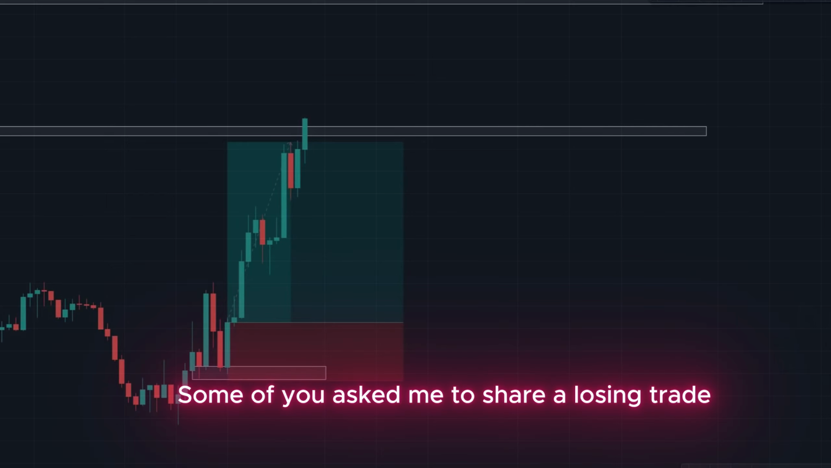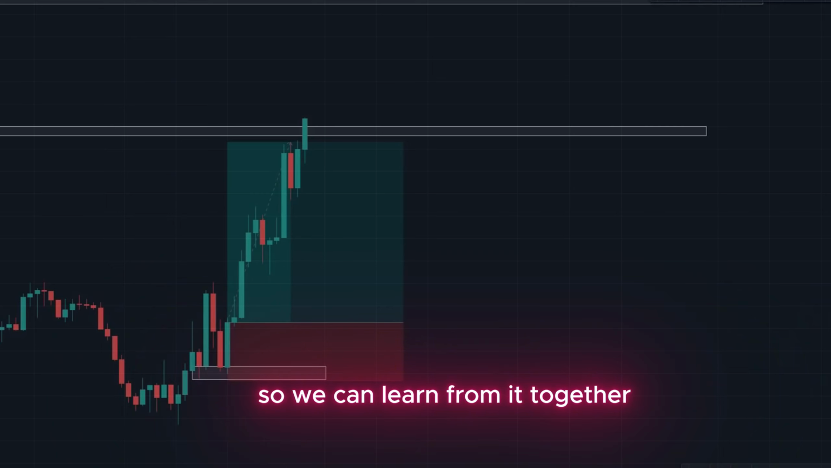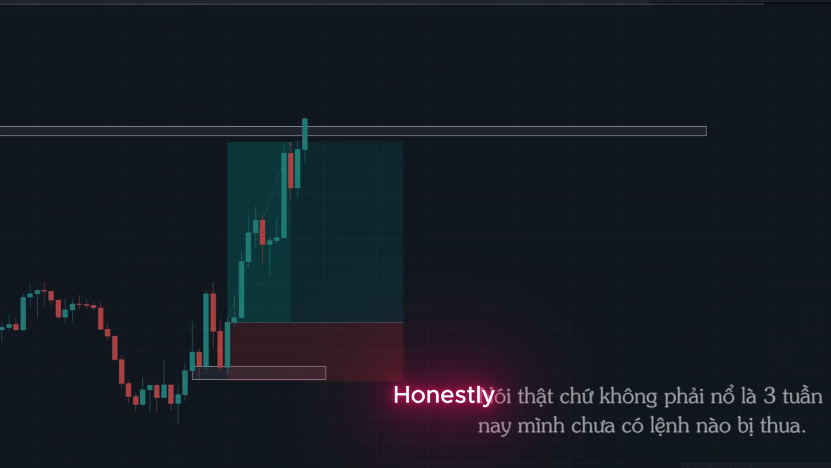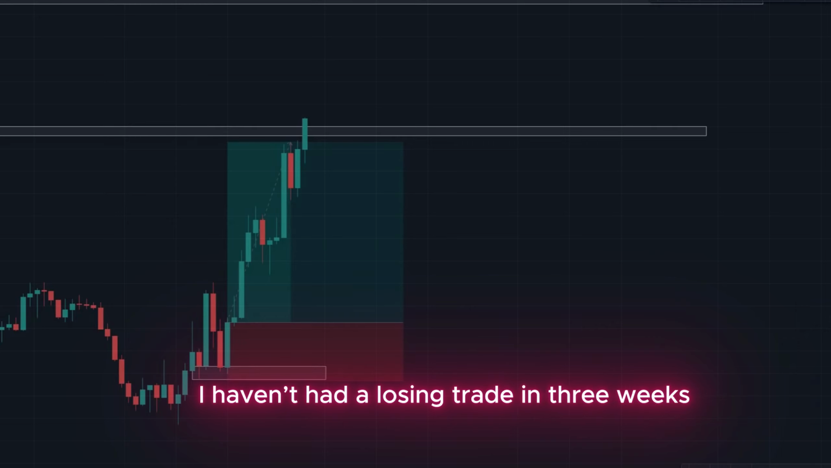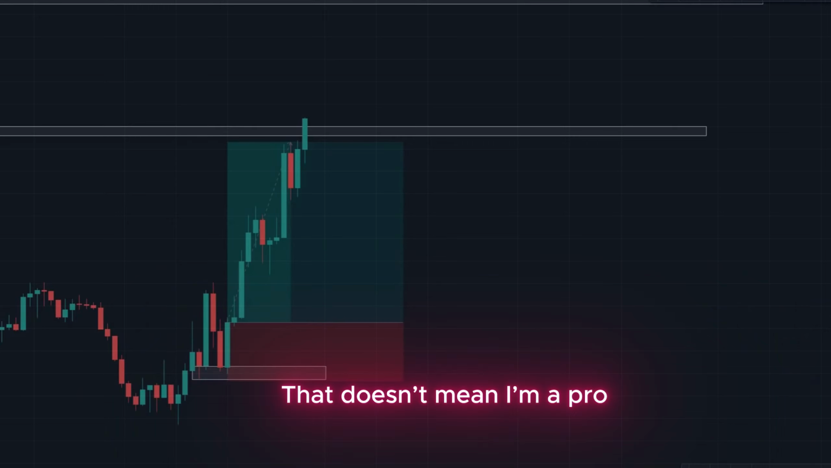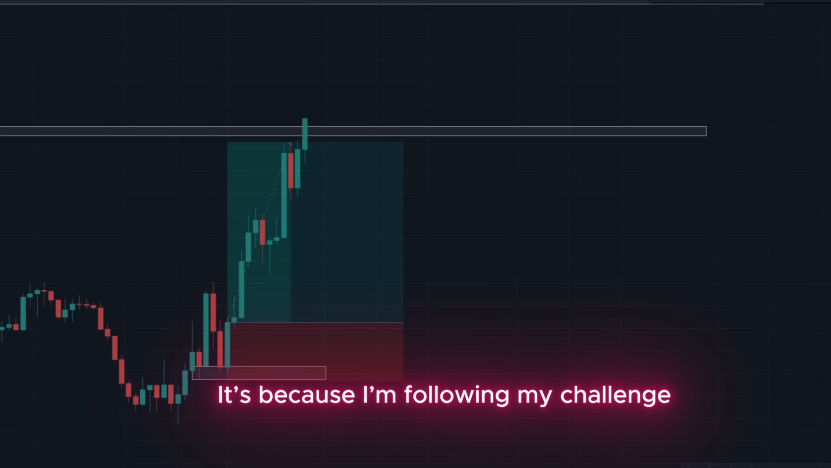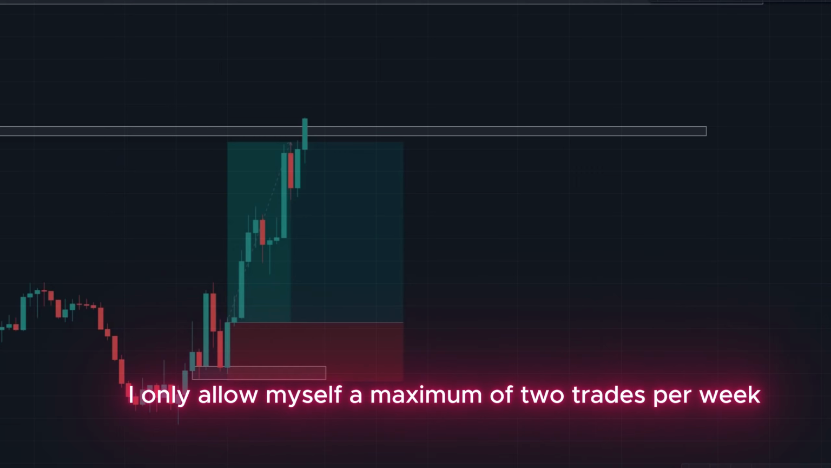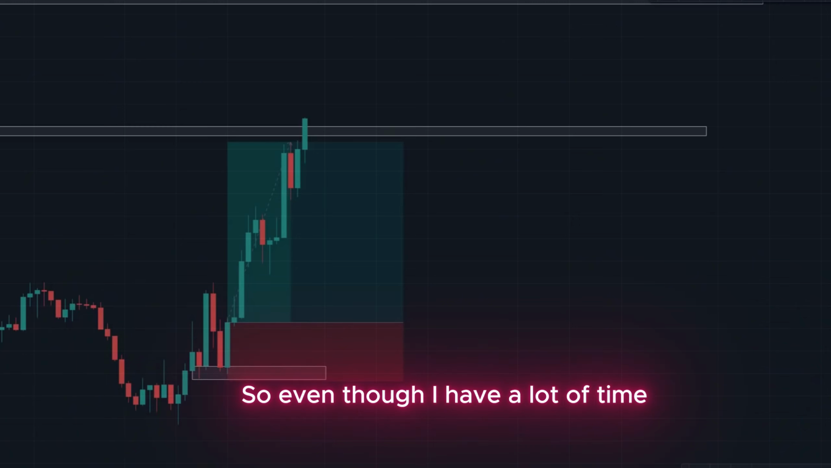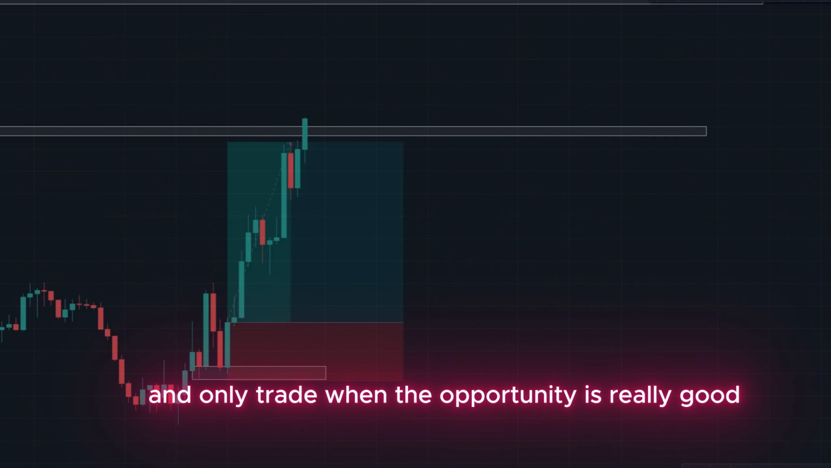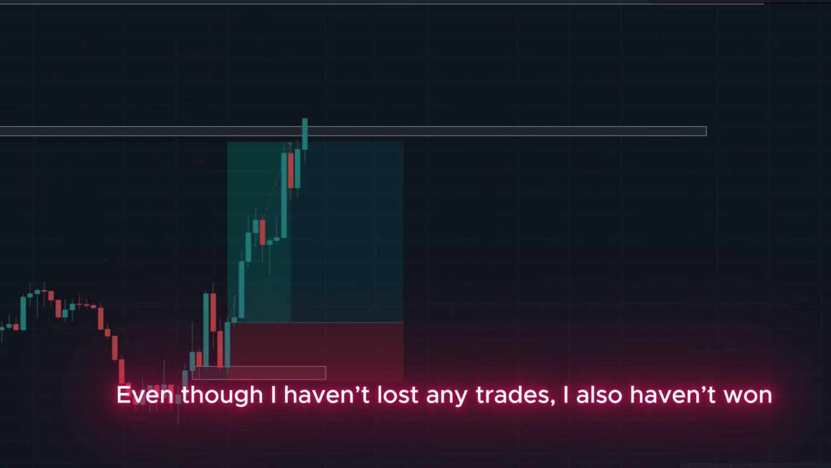Some of you asked me to share a losing trade, so we can learn from it together. Honestly, I haven't had a losing trade in 3 weeks. That doesn't mean I'm a pro. It's because I'm following my challenge, which is for 1 month. I only allow myself a maximum of 2 trades per week, so even though I have a lot of time, I have to restrain myself, and only trade when the opportunity is really good. Even though I haven't lost any trades, I also haven't won.